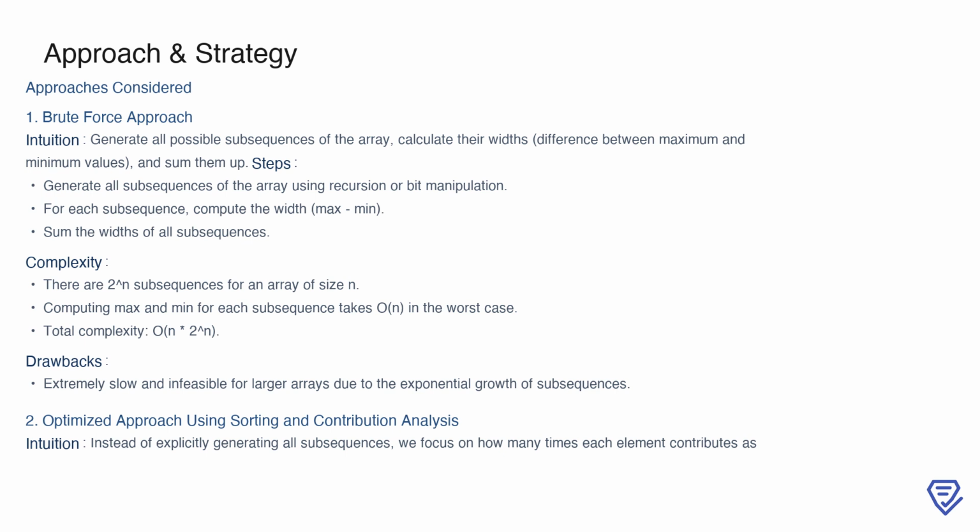To solve this problem, we first considered two approaches. The brute force approach involves generating all possible subsequences of the array, calculating their widths, and summing them up. Here, a subsequence's width is defined as the difference between its maximum and minimum values. While this method might seem straightforward, it has significant drawbacks.